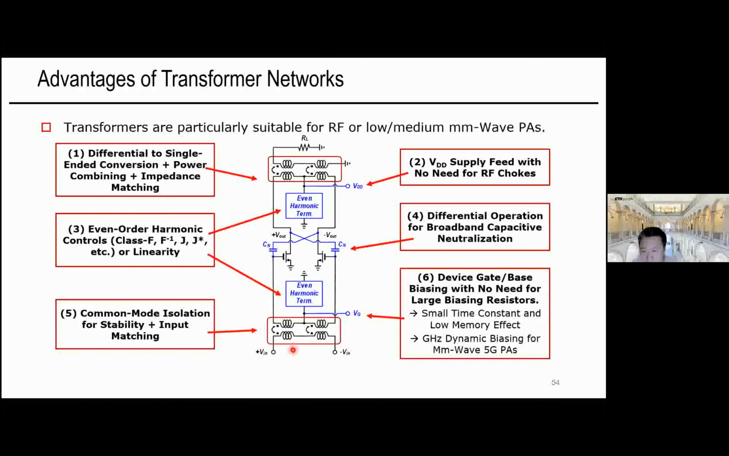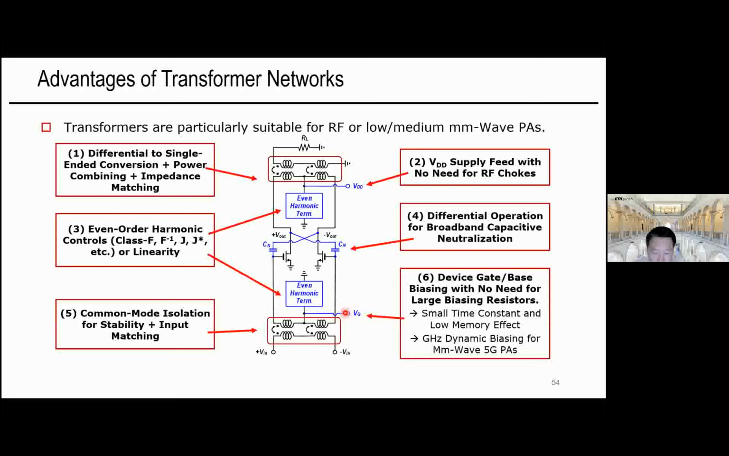And one more thing which is very important is that with this transformer, we can use the center tap of the transformer to bias the gate and/or base of the PA device without using any large biasing resistors. Then the biasing network will have a very small time constant with low memory effect.